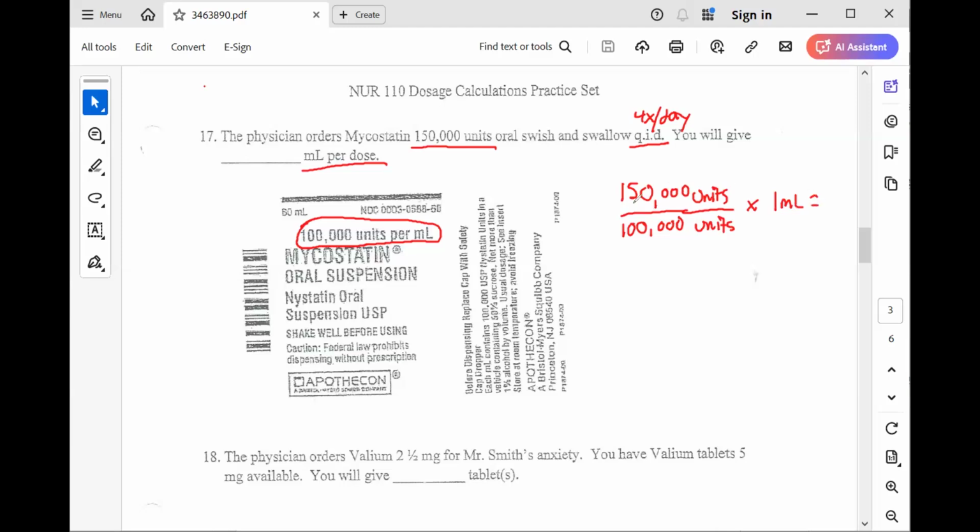Now, I don't know about you, that's a lot of zeros to be plugging into my calculator. So as a strategy, what I typically do is I cancel out the same number of zeros. I can keep going, but we're just going to say 150 over 100. And then you're going to get an answer of 1.5 ml. If you don't like what I did with the crossing out of the zeros, then don't do it. Just plug that into your calculator and double check your work.